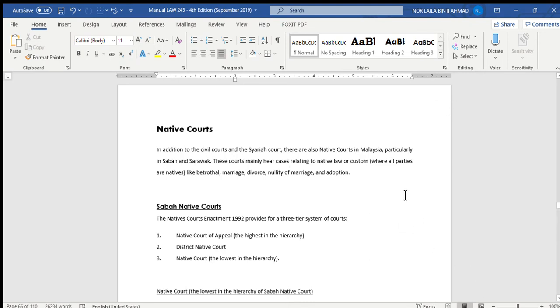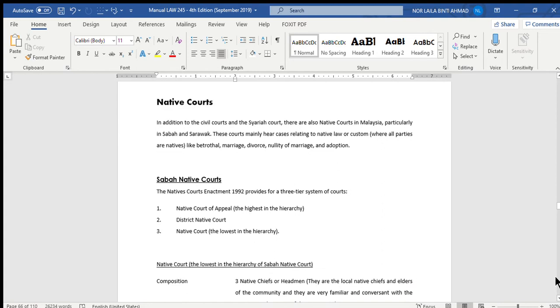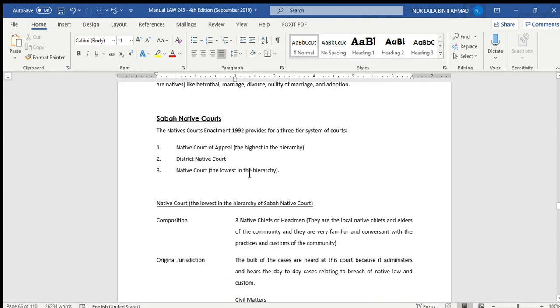Okay guys, now let's continue with native courts. Native courts applicable to Sabah and Sarawak. This is an addition to the civil courts and Sharia court. These courts mainly hear cases relating to native law or custom where all parties are native, like betrothal, marriage, divorce, nullity of marriage, and adoptions, as long as it involves parties who are native. So we have Sabah and Sarawak native courts.